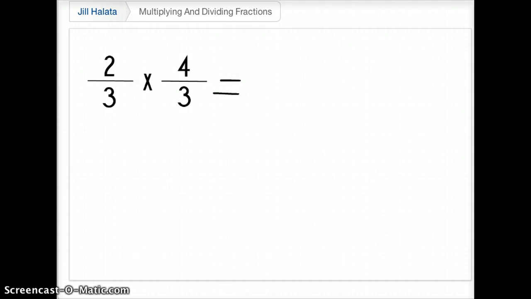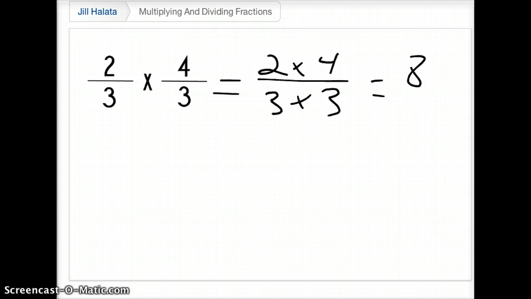So for example, in this one it would be 2 times 4, which is 8. So my new fraction would be 2 times 4 over 3 times 3. So it would equal 8 ninths. And again, make sure all fractions are always in simplest form, and it is, so we're done.